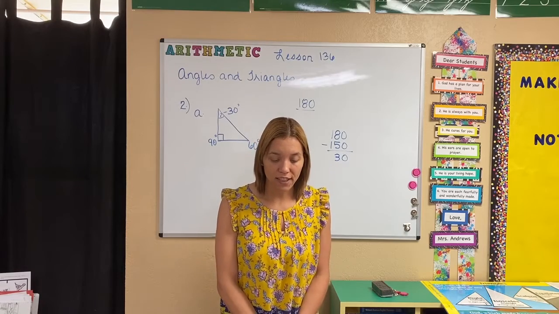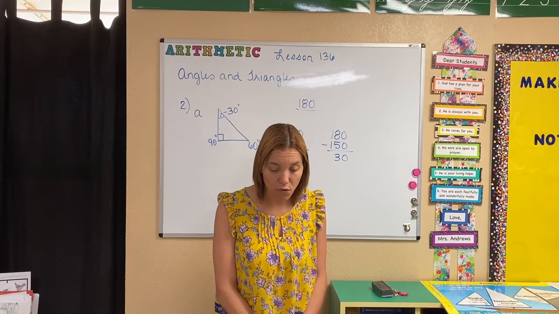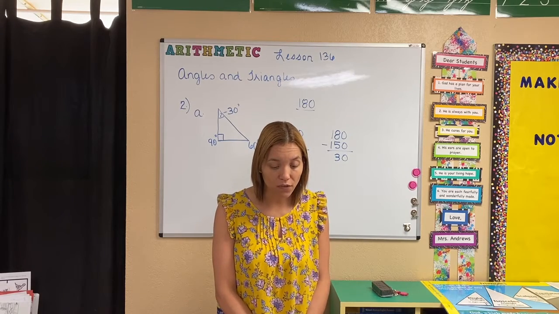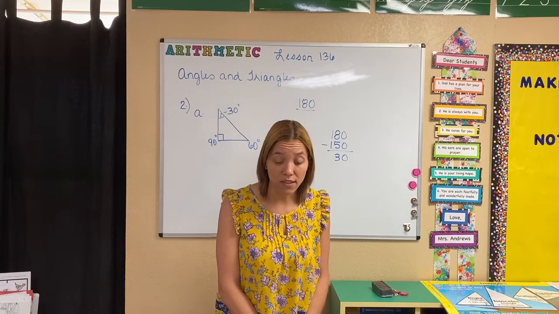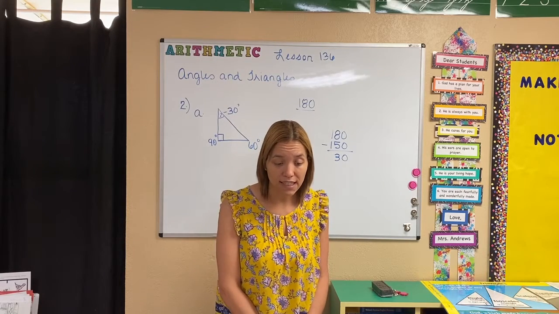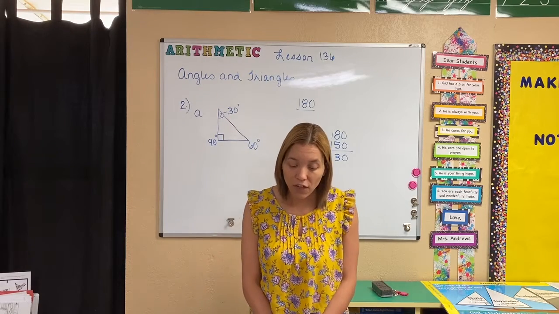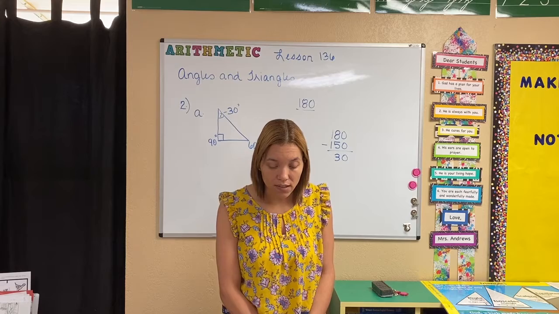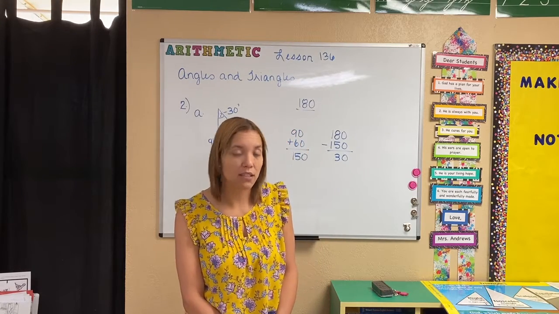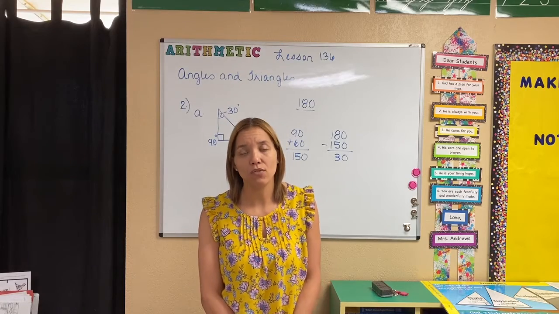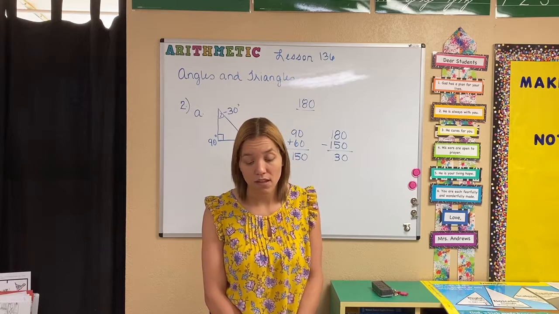On letter D, it says 2 of the 3 angles are 50 degrees and 40 degrees. For letter D, the sum of those 2 numbers is 90, so that's going to be a right triangle. And for letter E, the angles are 60, 60, and 60 degrees. For that one, it's going to be an equilateral triangle because the 3 sides measure the same amount.